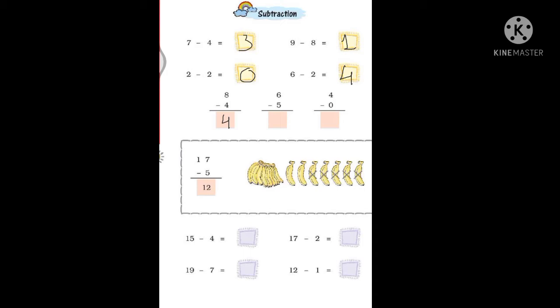Is that clear? So 6 minus 5 we get answer 1. So here you have to mention your answer 1. Now we will see the next one, which is 4 minus 0. Next question is 4 minus 0.